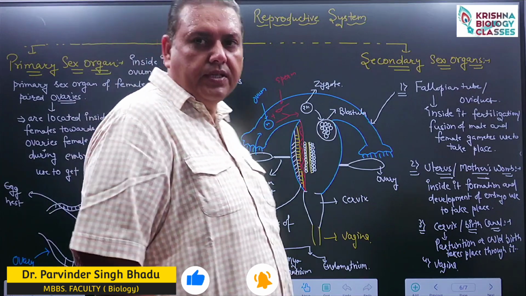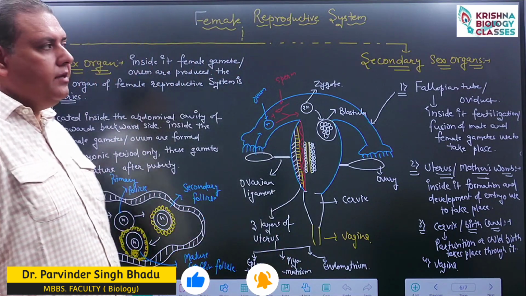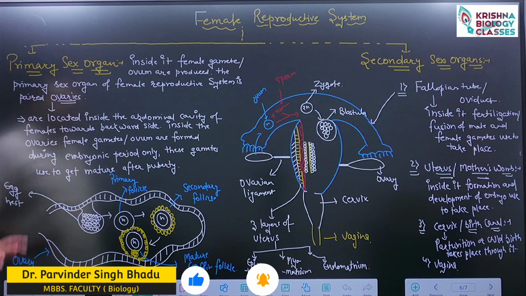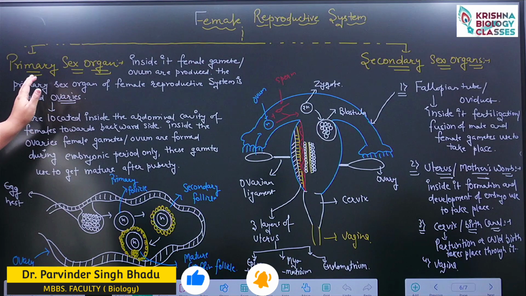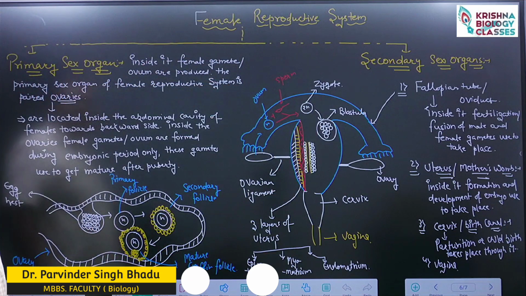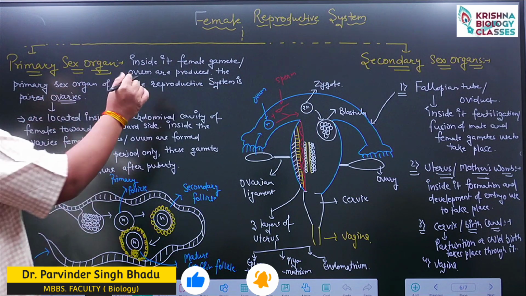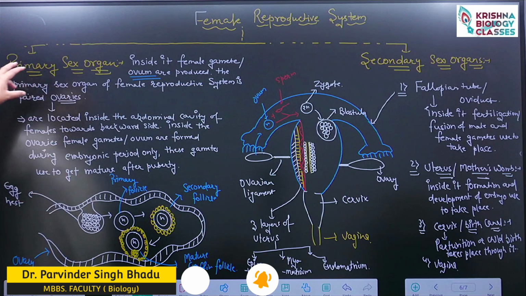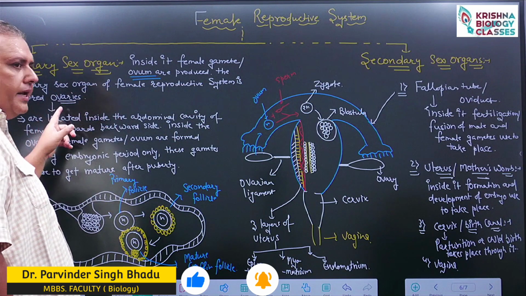Female reproductive system. Likewise, the male reproductive system. The structure of the female reproductive system is also divided into two parts, primary sex organs and secondary sex organs. The primary sex organs are the organs inside which female gametes, or ovum, are produced. The primary sex organs of the female reproductive system are the paired ovaries.